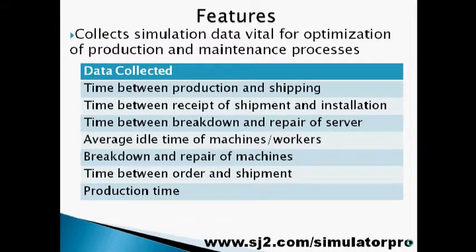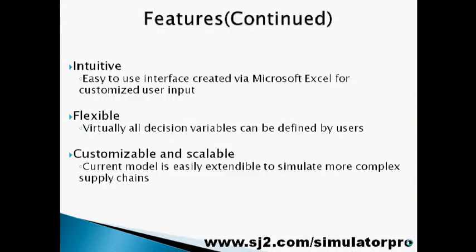The most critical piece of data our software tracks are all the times along the process, such as time between production and shipping, time between receipt of shipment and installation, the downtime of a server. If a server breaks down, how long before it gets repaired or replaced? Idle time of machines/workers. Are they being underutilized? Overutilized?